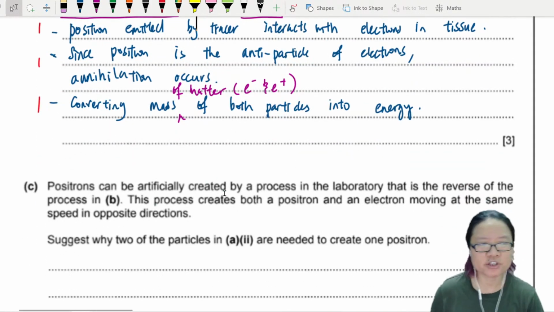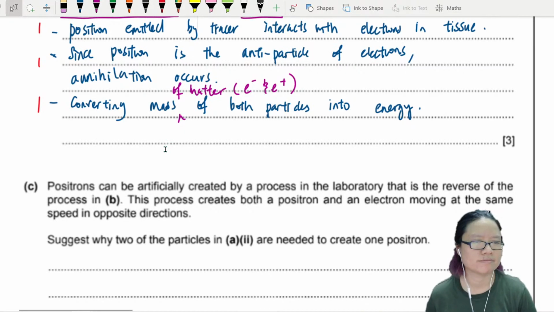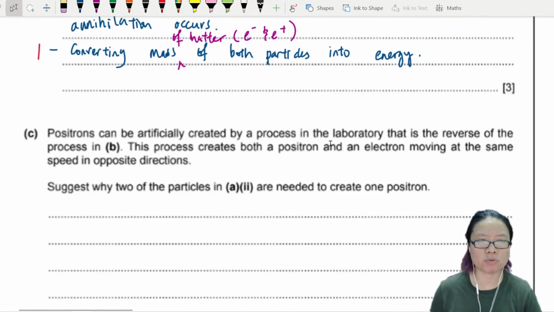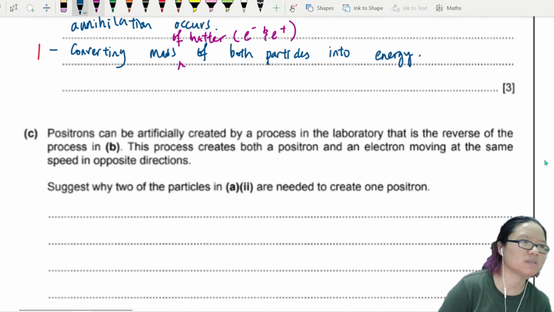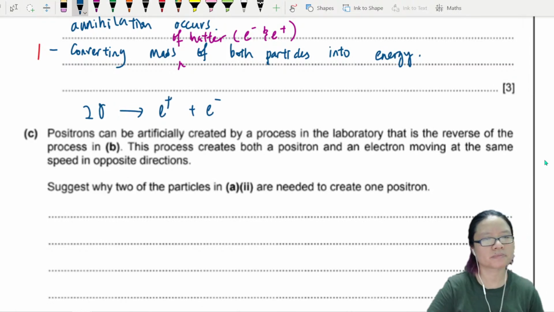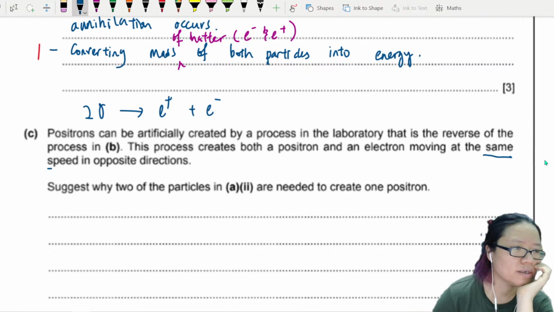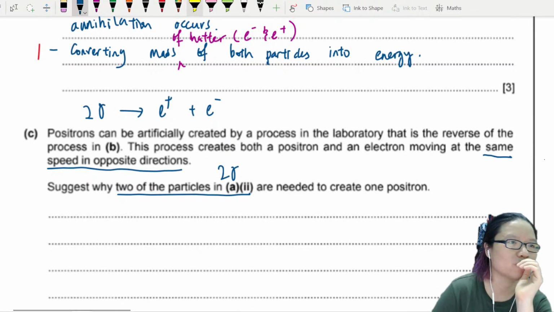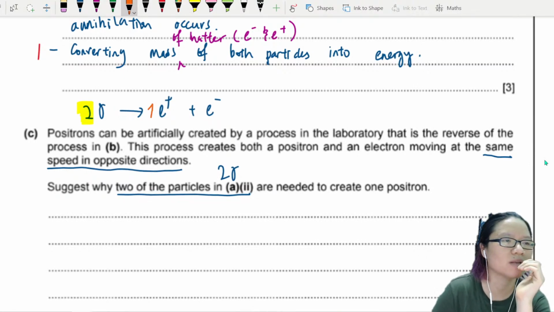Positron can be artificially created by a process in the lab that is the reverse of the process in B. Okay. What's the process in B? Oh, this one. Okay, sure. This process creates both a positron and electron moving at the same speed in opposite direction. Very cute. So in the lab, 2 gamma can reverse and have this positron and electron. Suggest why 2 of the particles in A2, basically I need 2 gammas, are needed to create 1 positron. Why do we need 2 here so that I can have 1 positron here?